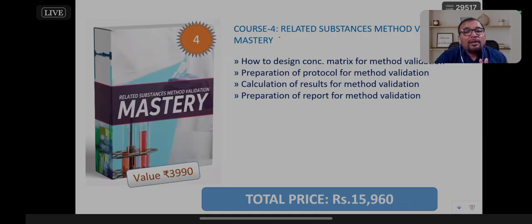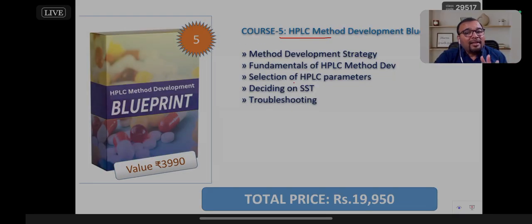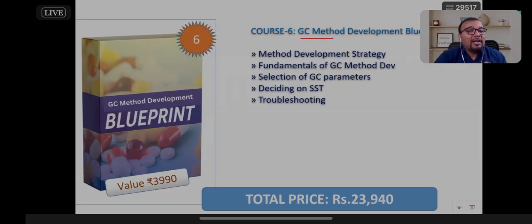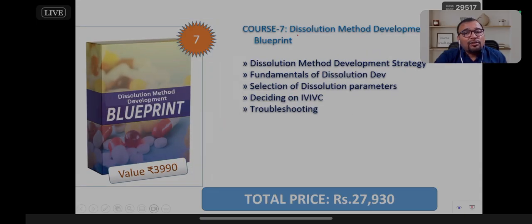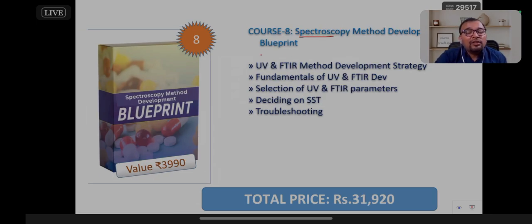The fifth course talks about HPLC development. The sixth course talks about gas chromatography development. The seventh course talks about dissolution method development, and the eighth course talks about spectroscopy, covering UV plus FTIR method development. So the major techniques are covered in the development courses.